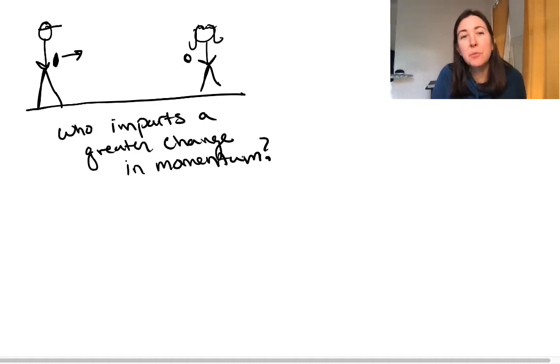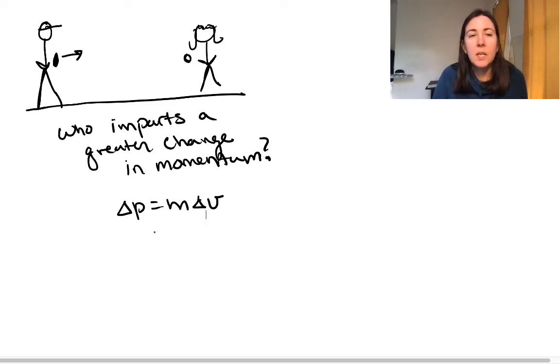Who imparts a greater change in momentum? Or the way it might be asked is, who gives a larger impulse? So the mass of the egg, you think the change in momentum, delta P, is m delta v. The mass of the egg doesn't change, and the change in velocity, one person increases the velocity by a certain amount and one person decreases the velocity by a certain amount. And so the change in momentum that these two people impart, let's say the boy and the girl, the change in momentum, the impulse, will be the same.